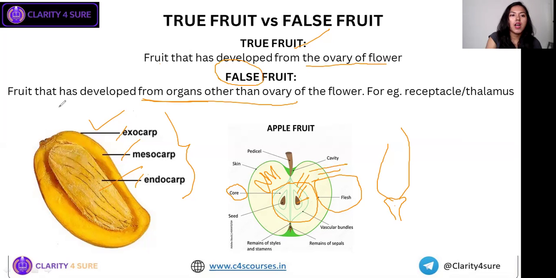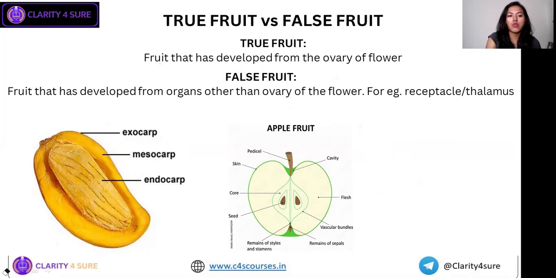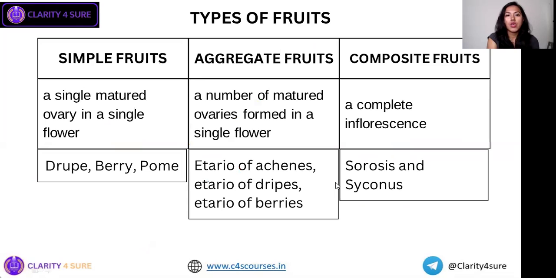Okay, I hope this portion is clear about the fruit types, right? I have told you the true fruit, about the false fruit, and the portions. So examples we have seen in case of mango and apple. Mango is a true fruit and apple is a what? False fruit, right? Okay. So next, let us move to the types of fruit. Basic part about fruit we have discussed. Now we'll move to the types of fruit.